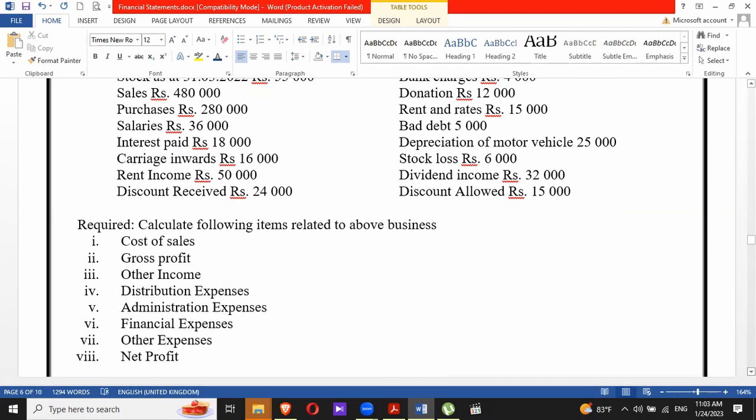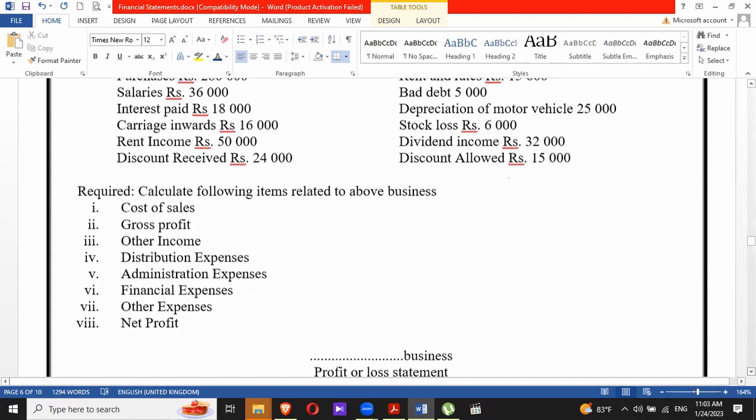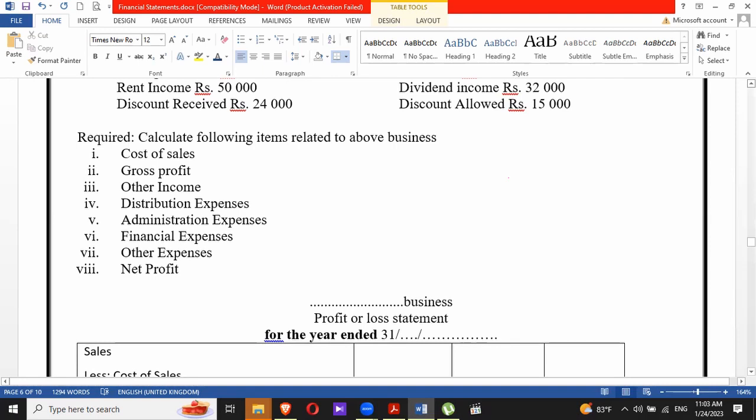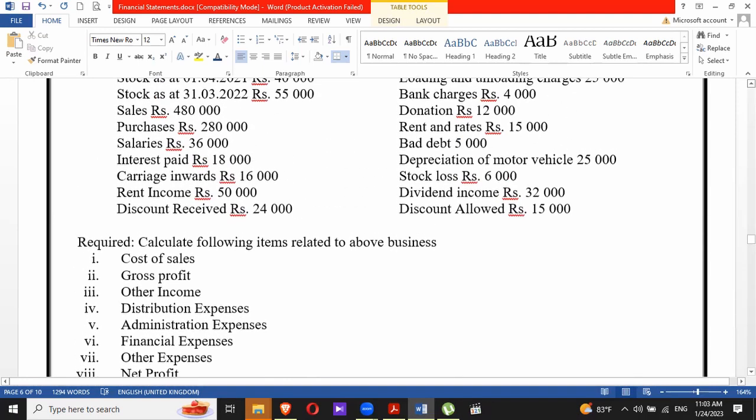Please take time and do this. I'll give you 15 minutes. I'm going to discuss this at 11:15. When you do this, please write the titles, right? As an example, you have to write distribution expense, then under that, what are the expenses that come under it, and then only the total, right?